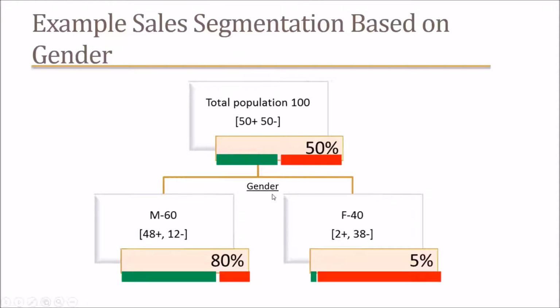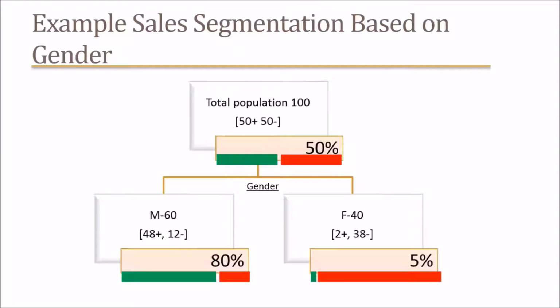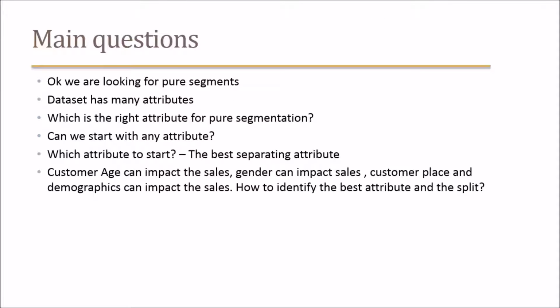So dividing the whole population based on gender is giving us a better split, a better intuition to run a business strategy or a marketing campaign, rather than dividing them based on age, because be it young or old, they are not really different with respect to buying, whereas male and female are very different with respect to buying. That is what we have to search for, variables like gender instead of a variable like age. Okay, now the main question is we are looking for pure segments.